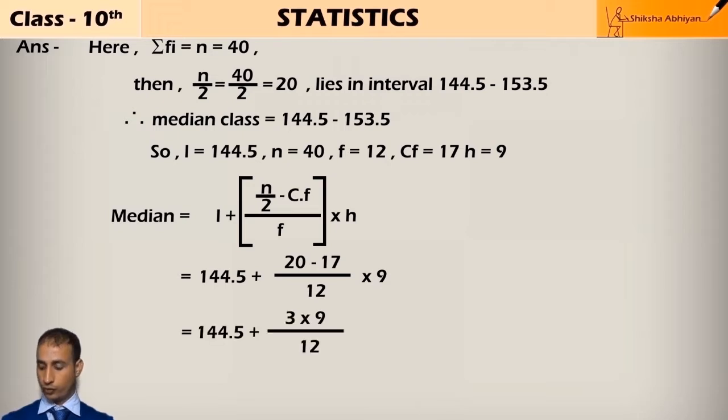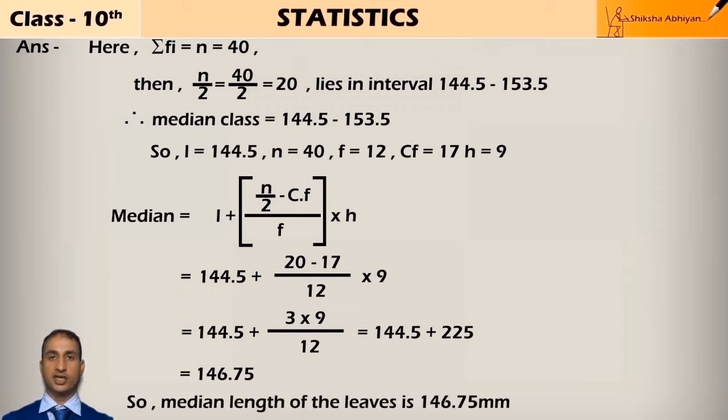Now 144.5 plus 3 into 9, since 20 minus 17 is 3, 3 into 9 upon 12. It is 144.5 plus 2.25. And the median will be 146.75. So the median length of the leaves is 146.75.